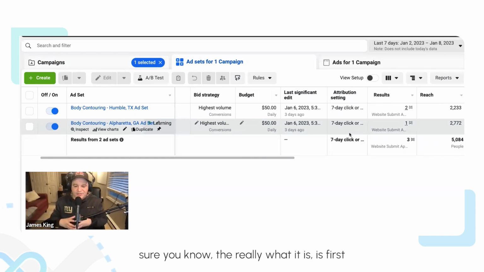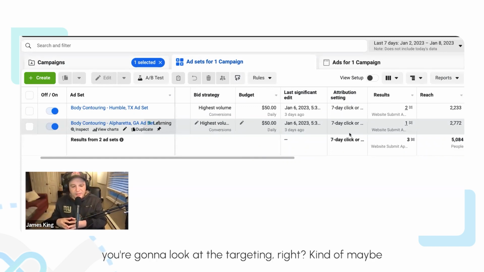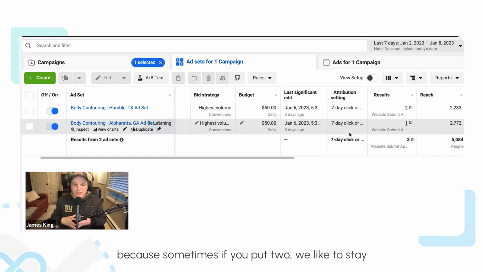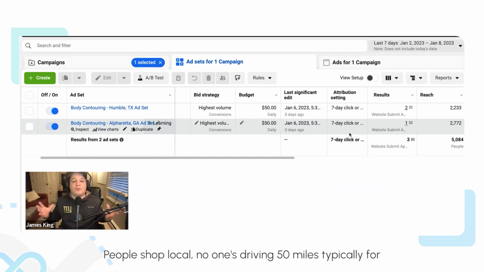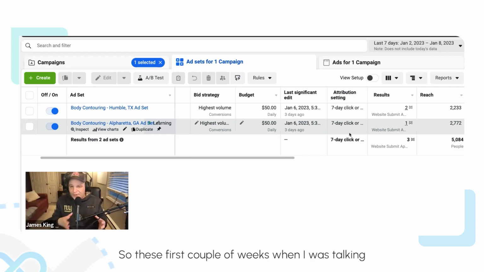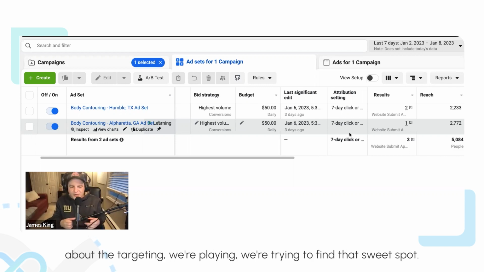really what it is first, you're going to look at the targeting, right? Kind of maybe stretch out the range, because sometimes we like to stay with a short range because these are local businesses, right? People shop local. No one's driving 50 miles typically for a body contouring service. So we like to stay within that 10, 15-mile radius. So these first couple of weeks when I was talking about the targeting, we're trying to find that sweet spot.